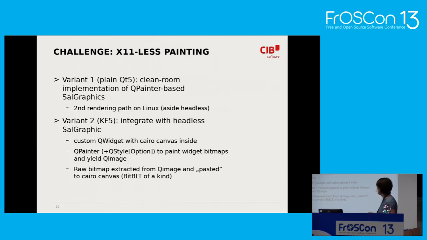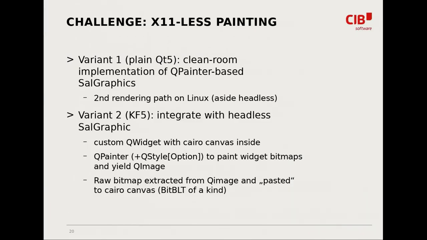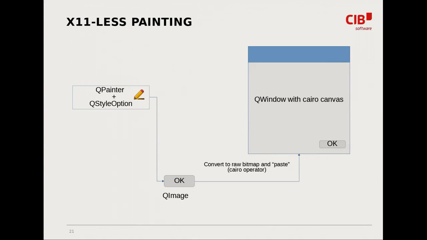Fortunately, there is a second option. There is a rendering path already implemented that works on Linux, and that the GTK3 frontend and the headless LibreOffice are very happy with. This rendering path is using the Cairo canvas. So from the old way of painting the widget, we kept the Q painter and a Q style, which we then combined to render a Q image of a button, of a checkbox, of a drop down. We took those old bits from the old implementation and reused them in the new one. There was not much adaptation needed; this kind of worked out of the box.